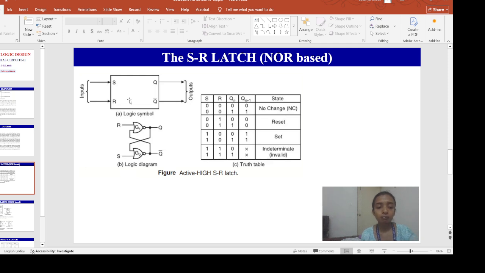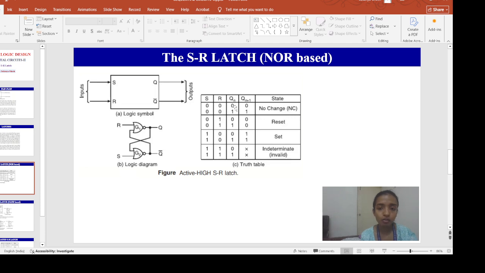Okay. So here we can see in figure B, the logic diagram. This figure B shows the logic diagram of the active high SR latch, which is composed of two cross-coupled NOR gates. If you notice, the output of each gate is connected to one of the inputs of the other gate over here, right? The latch works as per the truth table.